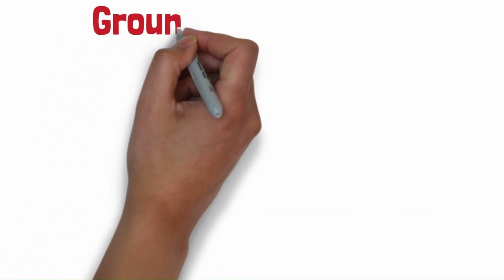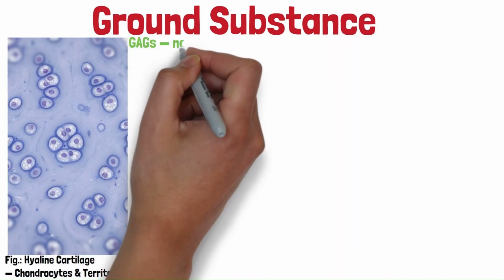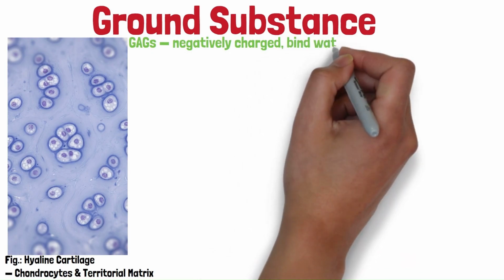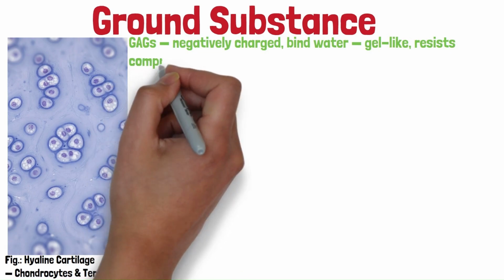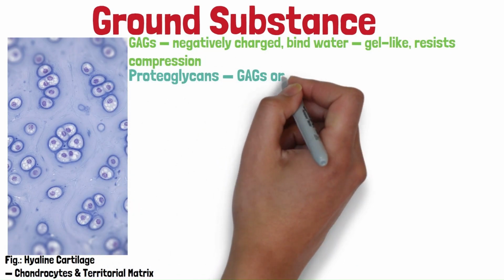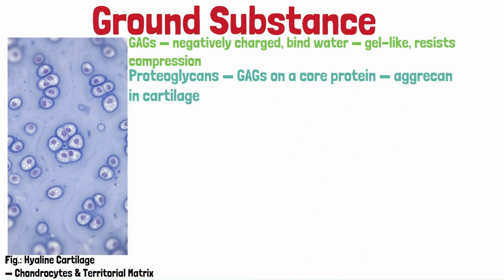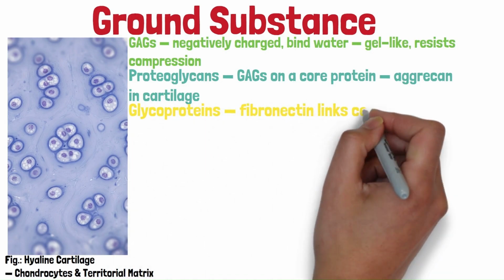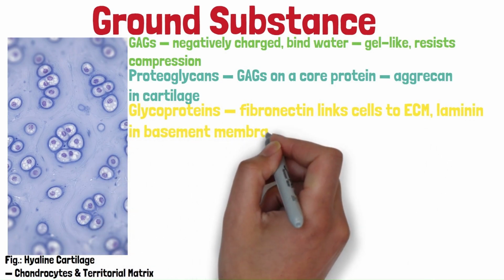Ground substance is the gel that fibers sit in. Glycosaminoglycans, or GAGs, are long, negatively charged chains that bind water, which is why the matrix resists compression instead of just squishing flat. Proteoglycans are those same GAGs attached to a core protein. Aggrecan is the classic example, aggregating around hyaluronic acid in cartilage. And glycoproteins like fibronectin and laminin are the glue. Fibronectin links cells to the ECM, laminin anchors things in the basement membrane.